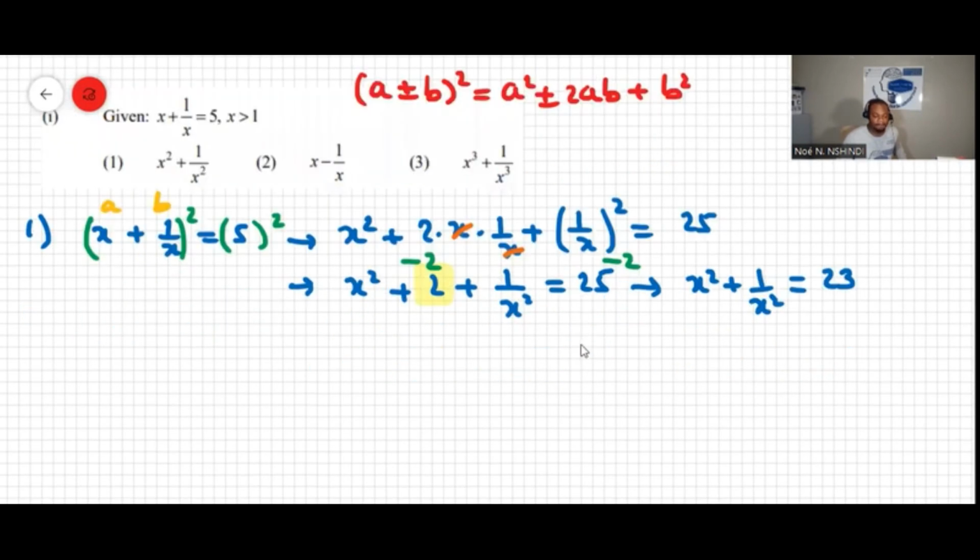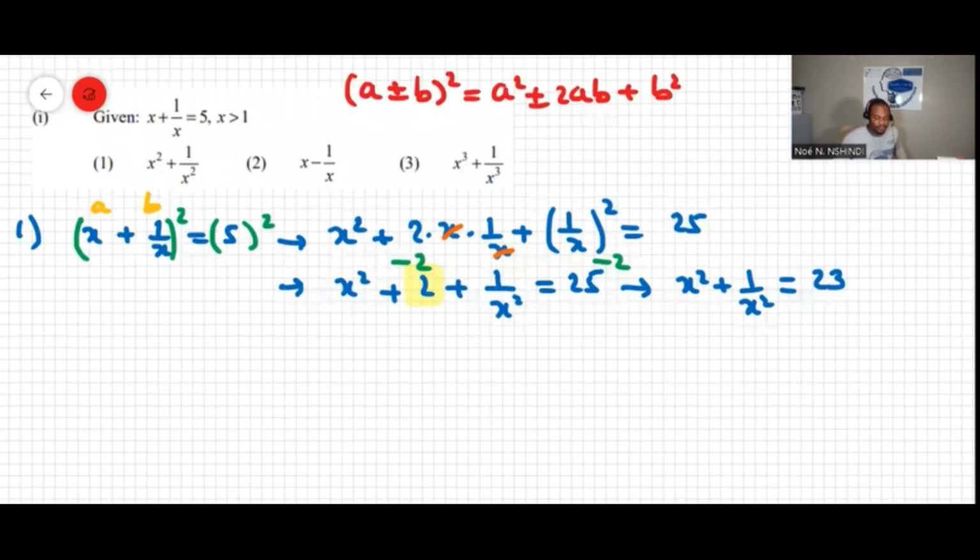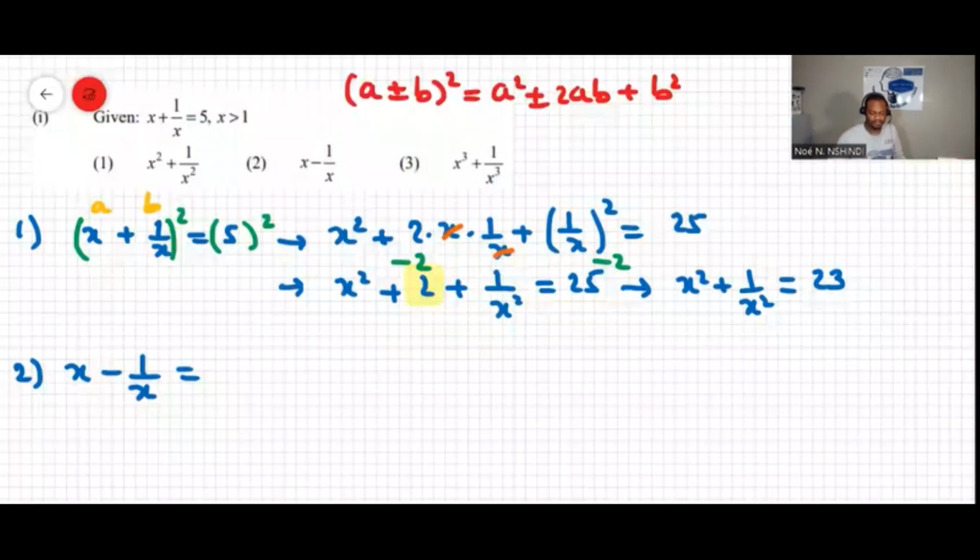Okay, and then question 2 says x minus 1 over x. Then what about it? Okay, in this case, we can do like, we can complete, what am I saying?